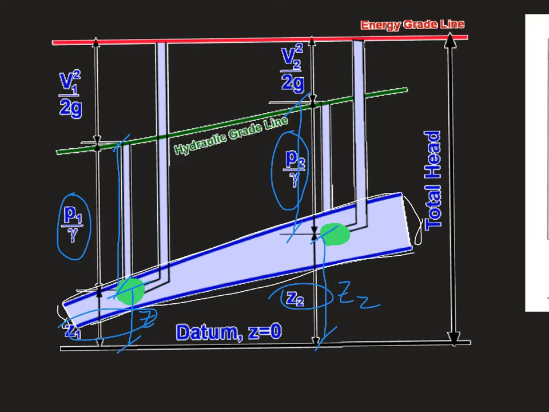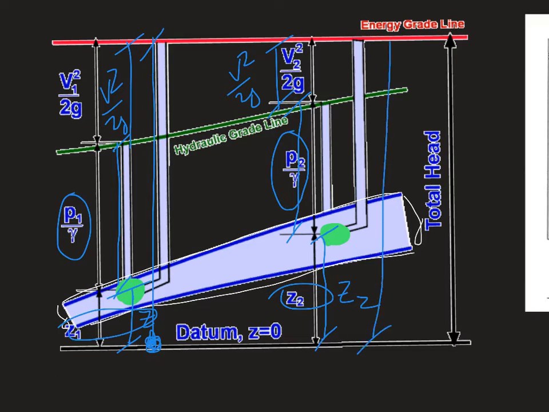And then they have these static tubes, or stagnation tubes, and the water rises a little bit higher, and that tells us our v squared on 2g. Same thing happens here, v squared on 2g. So in this system, as it's drawn, notice the energy grade line goes from the datum all the way up if we add those three quantities. Also notice that in this case the energy grade line is completely flat.